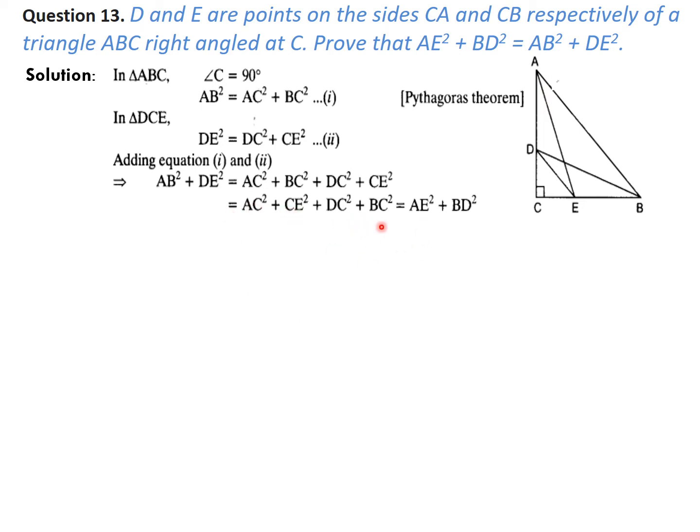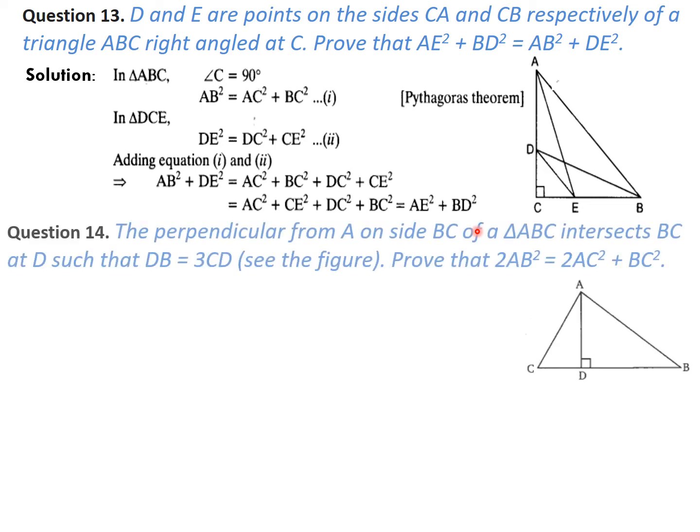Similarly, DC square plus BC square is right over here. So we can write that as the hypotenuse square using the Pythagoras theorem, that is equals to BD square. So instead of this, we have written BD square. Hence, we can write down AB square plus DE square is equals to AE square plus BD square. Hence, proved.